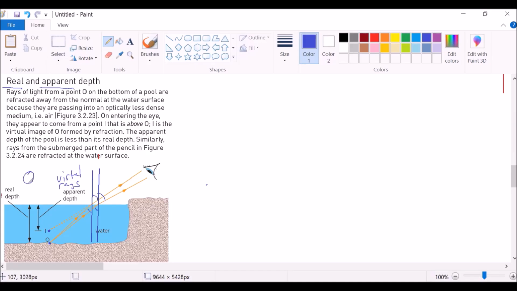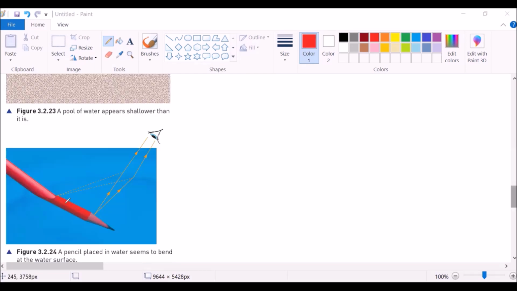We can also see this if a person is standing in a pool and we view at an angle, they appear to have shorter legs than they really have. It is all because of refraction of rays and the formation of a virtual image through virtual rays at a position that is higher than the actual depth. Another example is when you place a pencil in water and you observe at an angle. The pencil seems to bend at the water surface. So these are effects of the refraction.